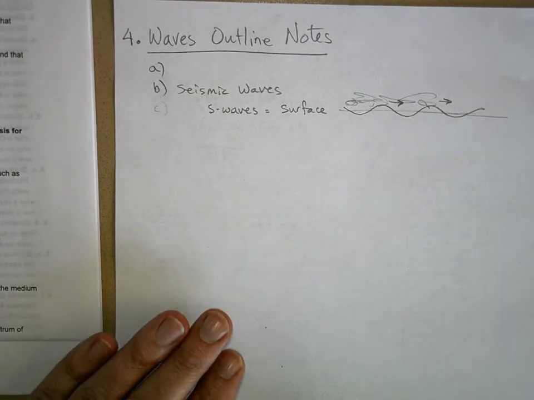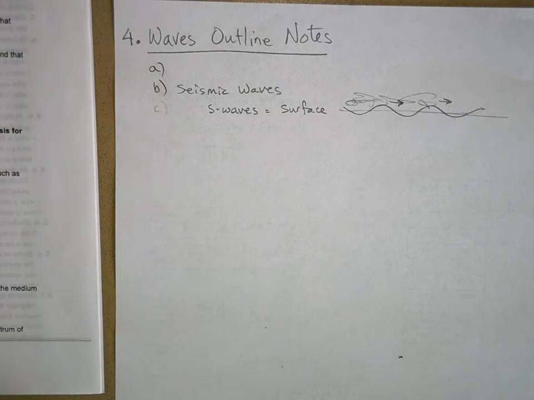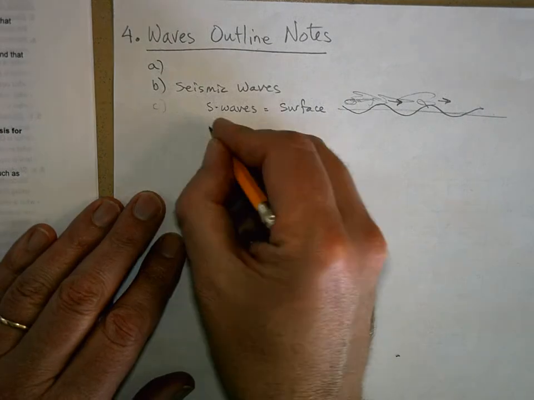And he said it actually kind of hurt. It was like bam, bam, bam, bam, bam. He's getting bounced up and down on the ground. Then there's another wave. They call it a P wave.